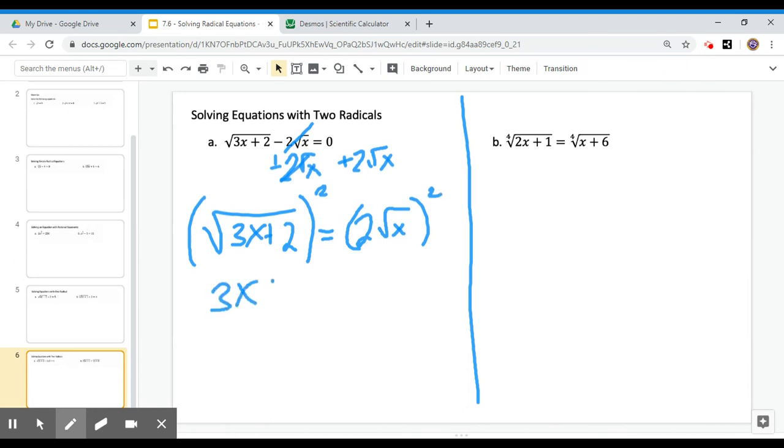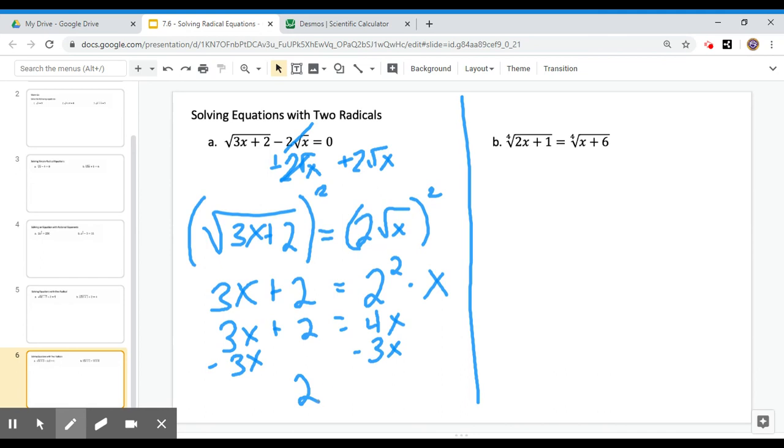So over here, we'll have 3x plus 2. Now over here, we need to distribute this 2 to the 2 and to the square root of x. So this is going to be 2 squared times x. And the reason it's just x is because the square root and the square cancel out. So now we have 3x plus 2 equals 4x. I'm going to subtract 3x from both sides to get all the x's on one side. And then we have 2 equals 4x minus 3x, which is just 1x. So x equals 2.